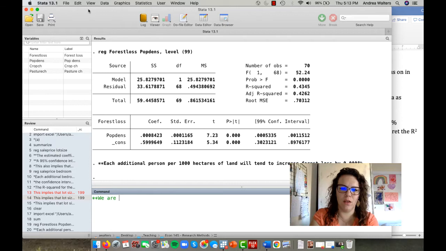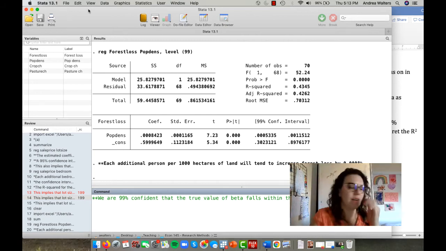We are 99% confident that the true value of beta falls within the confidence interval listed above. And you can go ahead and list it out. I'm not going to spend a lot of time typing here today. Confidence interval above. We can reject the null hypothesis.